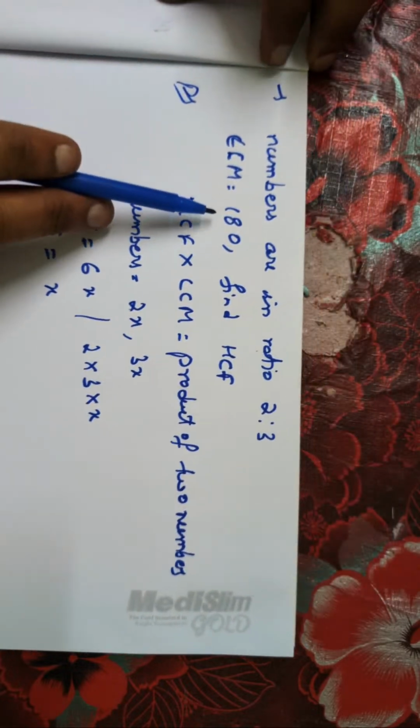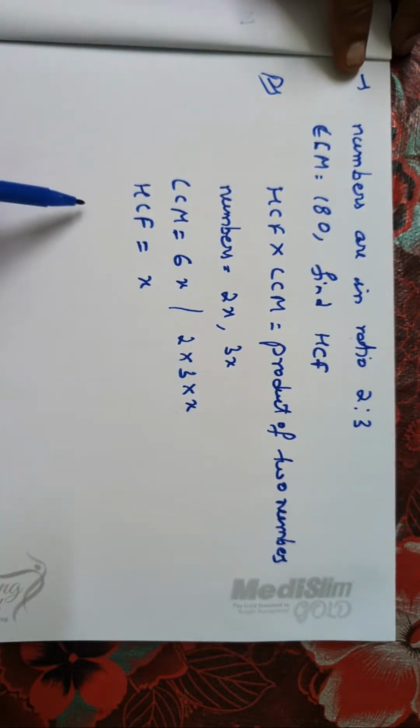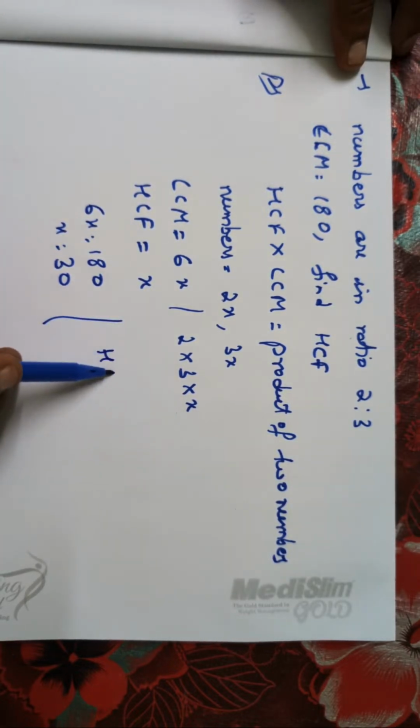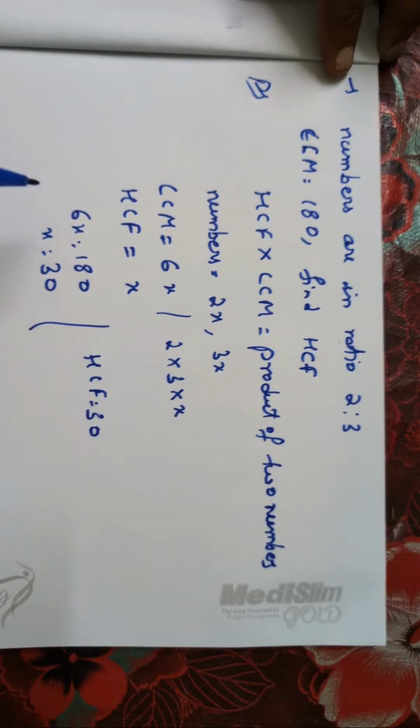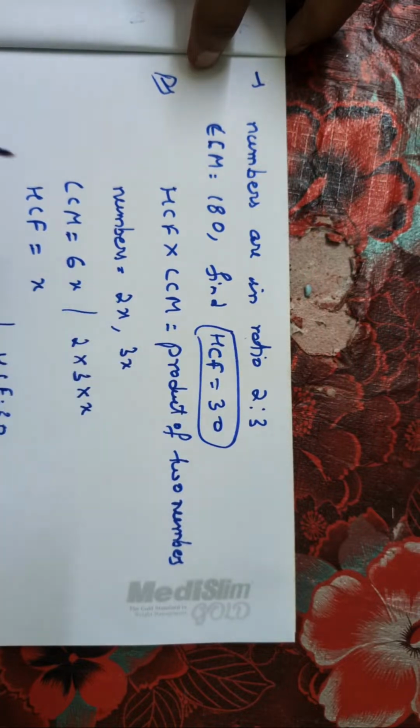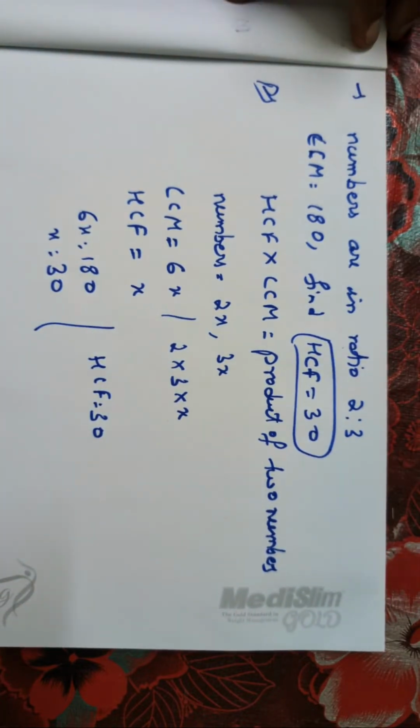We already have the LCM value as 180. So directly we can write 6x equal to 180. x will become 30. So x is 30, so HCF equal to 30. So the final answer we already got: they have asked to find the HCF, the HCF equal to 30. So let's go to the fourth question.